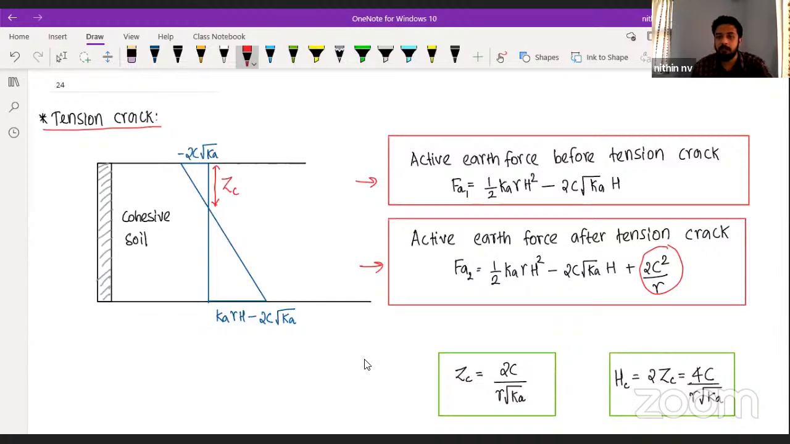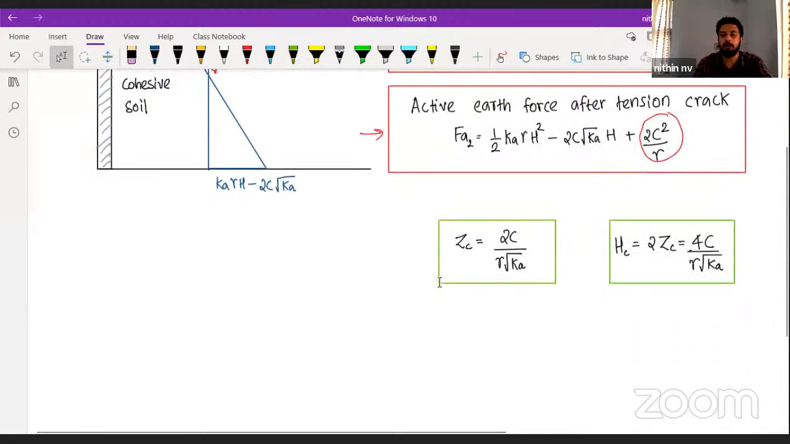Here there is a square. For some of you, if you are a TGS student, if somewhere in the LMS I have given a reply where I forgot to put this square, half Ka gamma H square will come. Please note that only the active earth pressure is going to increase because of the tension crack, by an amount 2c square by gamma. That you just note down.